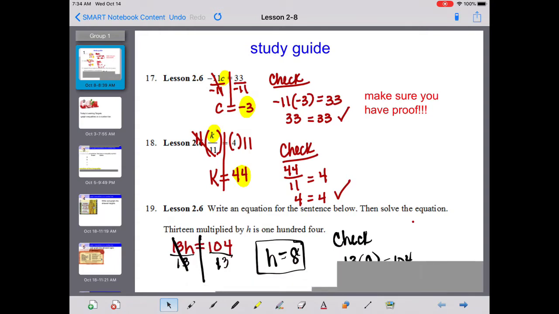In the last example, you needed to translate the word phrase into an equation. Then you use the inverse operation and divide both sides by 13 to get h equals 8. And again, always check your work.